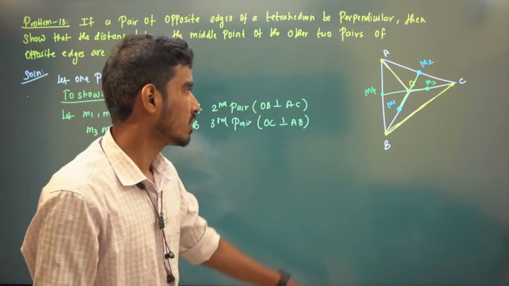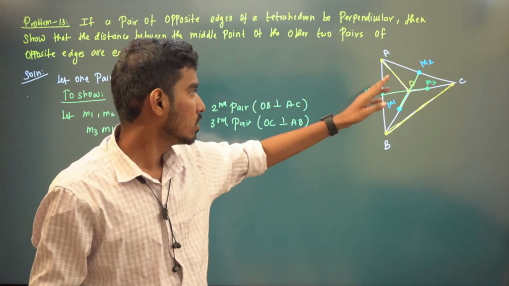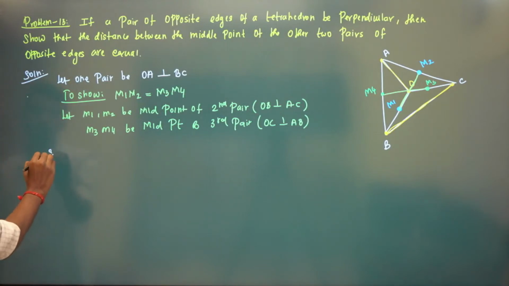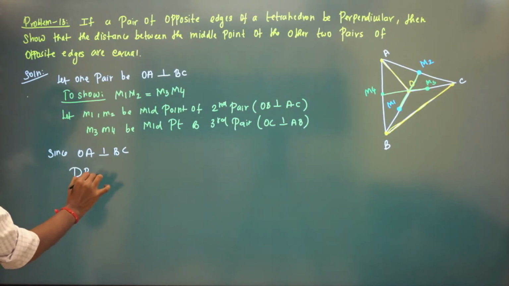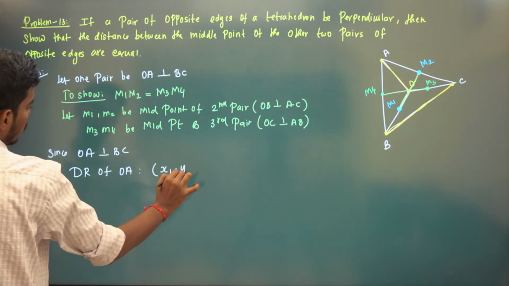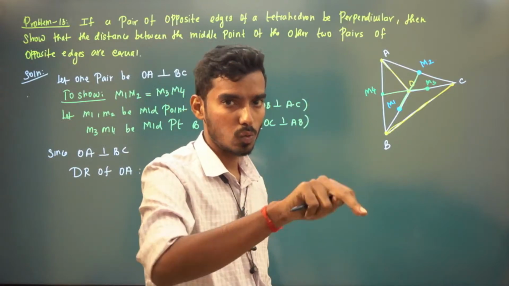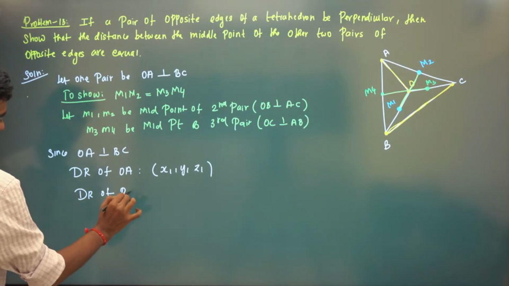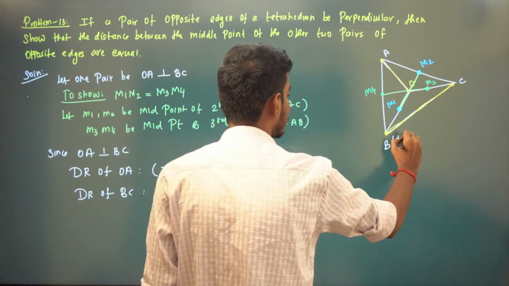Now very simple again. What is M1? M1 is midpoint of OB. Use midpoint formula. So already we know OA is perpendicular to BC. Now since OA is perpendicular to BC, now what is direction ratio of OA? So it is nothing but x1, y1, z1, right? O is origin, A is x1, y1, z1, x1 minus 0, y1 minus 0, z1 minus 0. Now what is direction ratio of BC? BC. So B is x2, y2, z2.